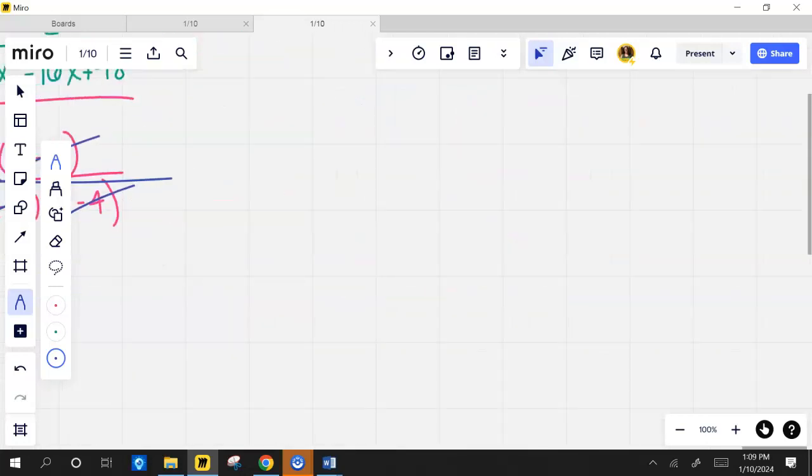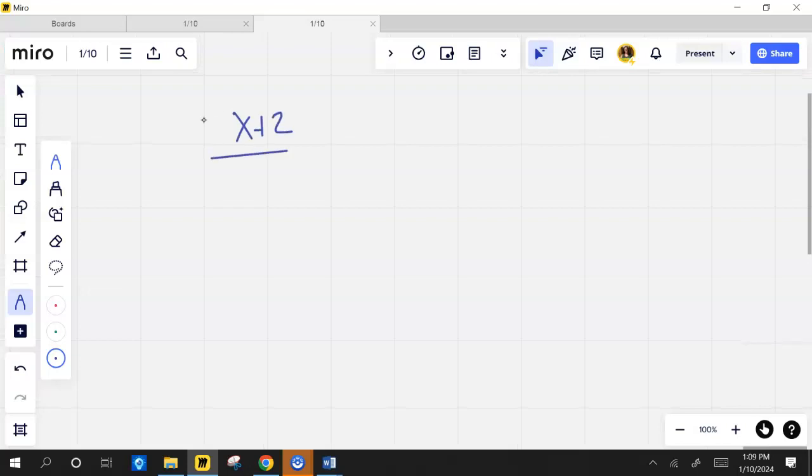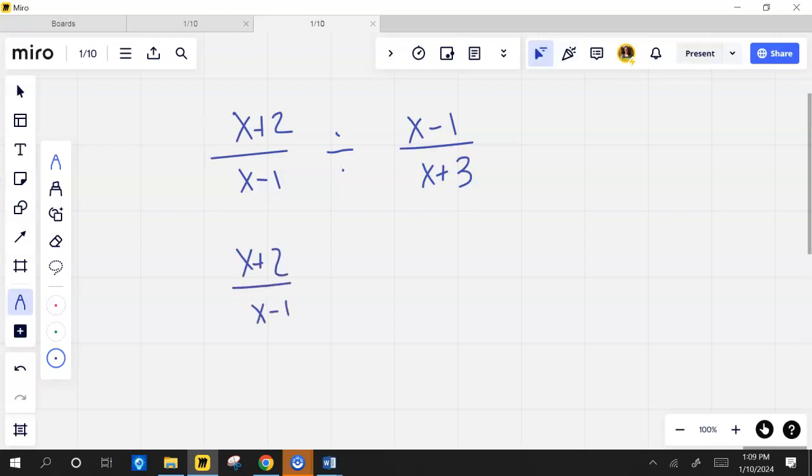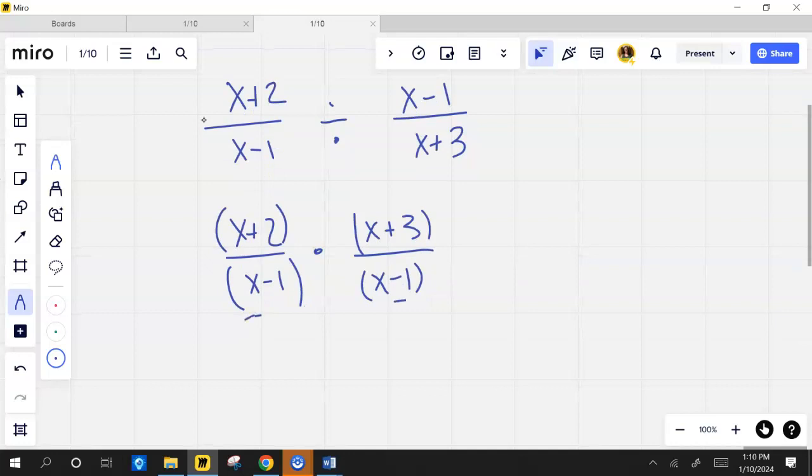So if I had x plus 2 over x minus 1 divided by x minus 1 over x plus 3, I would change it to multiply. And then I could cancel out anything I needed to at that point. No, because you're dividing and not multiplying. And no, they'd be right beside each other, so yeah. X over x squared is 1 over x.